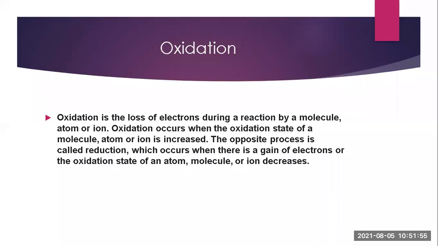After donation, whatever the number of electrons it donates, it will get a positive charge. That positive charge indicates the oxidation state. So the oxidation state of metals is higher, because they lose electrons. So our property for oxidation is that it loses electrons and addition of oxygen takes place.